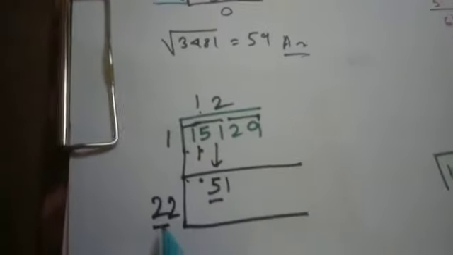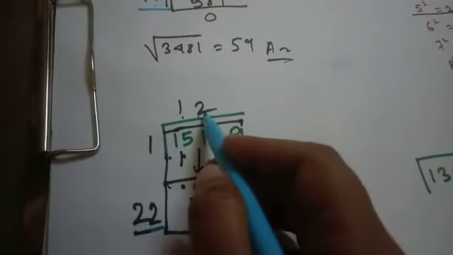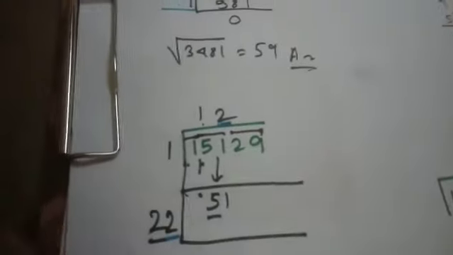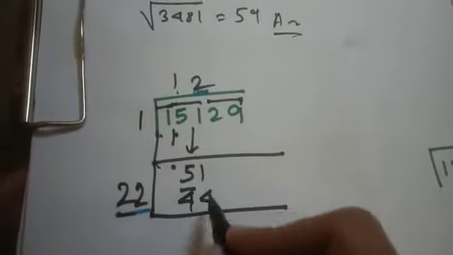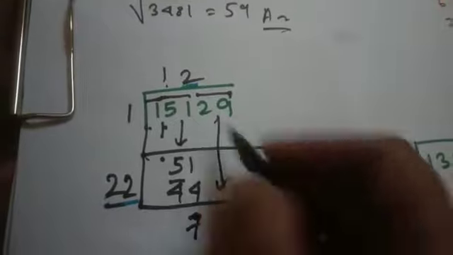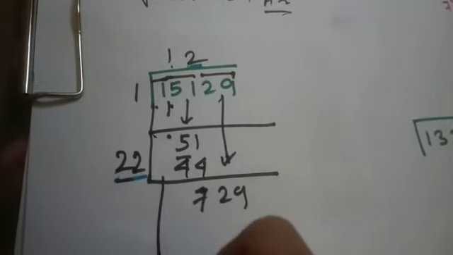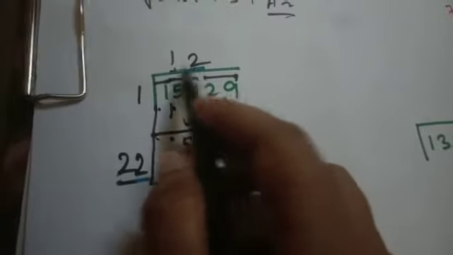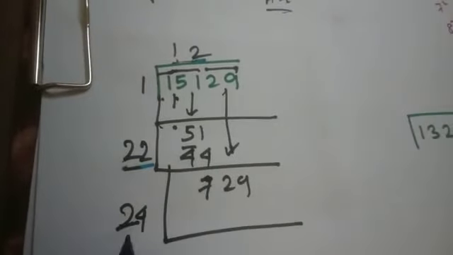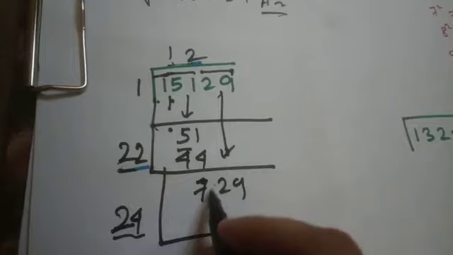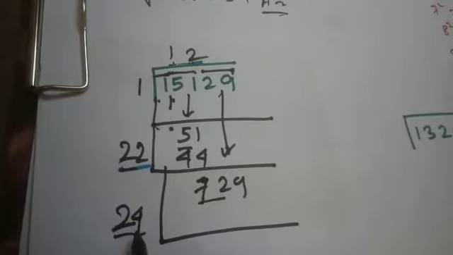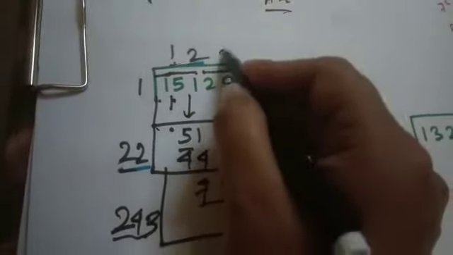And the process is the same. The number is 22 and this is 2. Now 22 into 2 equal to 44. 51 minus 44 is 7. And we bring down the pair, that is 29. Now this number is 12. We double it. 12 into 2, that is 24. Again, it is a 2-digit number and we take 2 digits. 72 divided by 24, which is 3. So here we write 3 and here also 3.